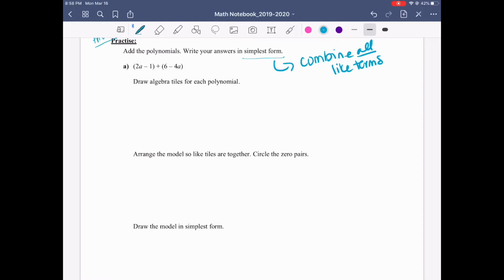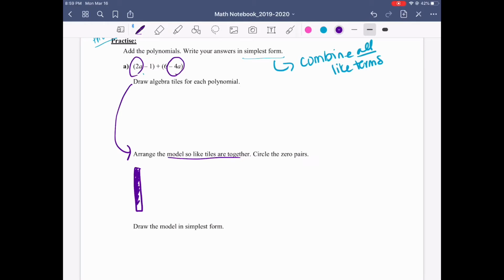So it gives us two binomials again, 2a minus 1 plus 6 minus 4a. All right, so we're going to do the first one using algebra tiles. So it says draw algebra tiles for each polynomial. I'm going to combine these two steps and arrange the model so the like tiles are together already. So I have 2a and negative 4a. So I'm going to draw them beside each other here.